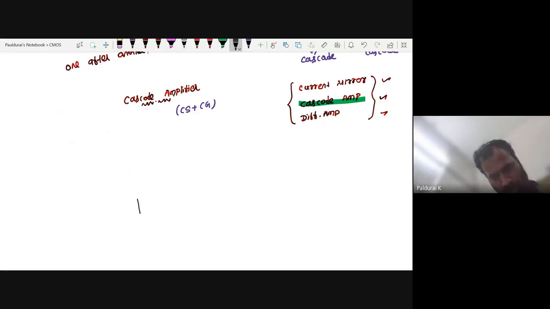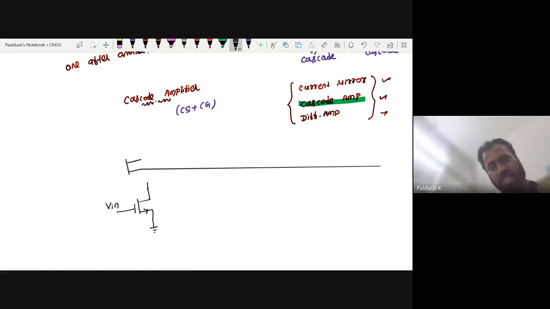Common source: take an NMOS. Here this is my Vin. Common source, right? So the source is grounded, and here you want to connect. This is my output, actually. So the output of the first stage will act as the input of the next stage. The next stage is your common gate, right? So the gate is grounded.